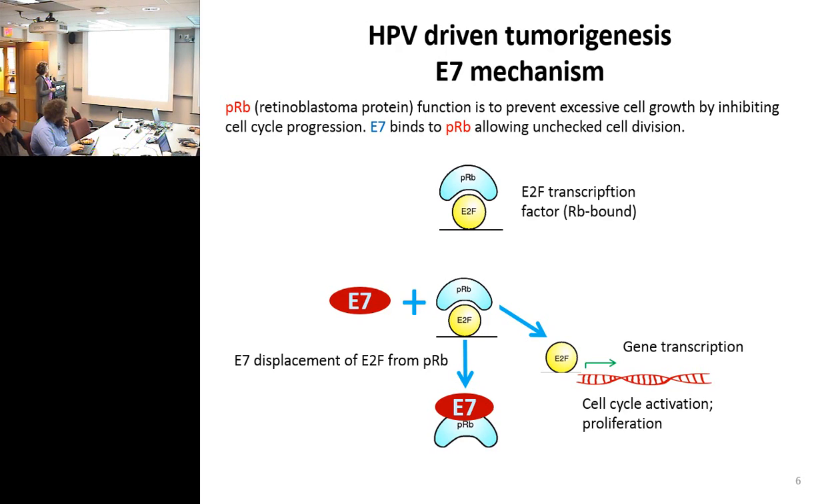E7 mechanism of tumorigenesis. The normal function of the retinoblastoma protein is to prevent excessive cell growth by inhibiting cell cycle progression. pRB is bound to the E2F transcription factor, and this binding prevents E2F from activating genes involved in DNA replication. But when E7 displaces pRB, E2F is unbound, and this starts gene expression, cell cycle activation and proliferation, and this allows unchecked cell division.